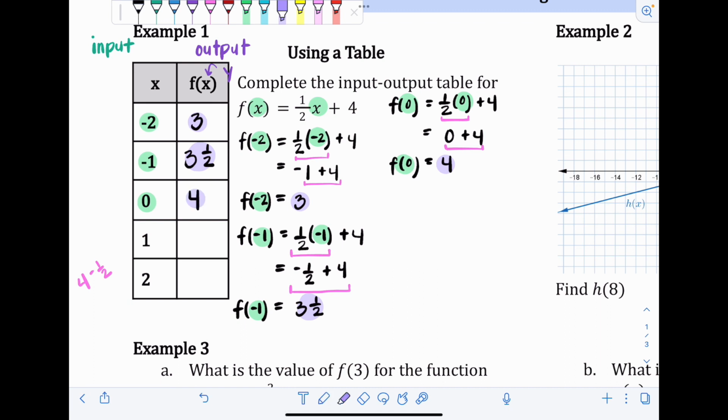And then our next x value is 1. So we'll do f of 1 equals 1/2 times 1 plus 4. So x equals 1 and 1 goes in for both the x's. 1/2 times 1, anything times 1 is itself, it stays the same, so that would be 1/2. If we simplify the multiplication, and then plus 4. And then since I wrote the 3.5 as a mixed number, I'm just going to write this as a mixed number as well. So 1/2 plus 4 would be 4.5. So f of 1 equals 4.5. That fills in the next spot on the table.